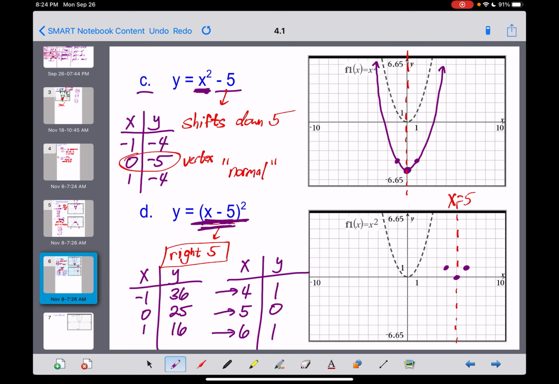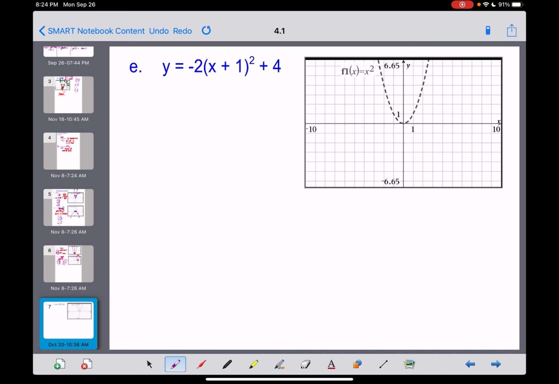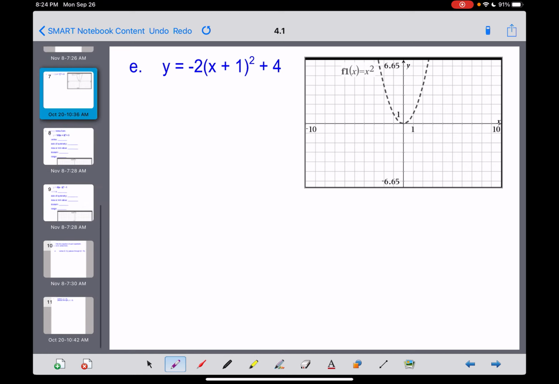But this one is being shifted 5 units to the right, and I can kind of see that from the values in the table. All right, so those 4 examples are meant to show you guys what it looks like when you're doing a couple of different transformations, but one at a time. Now let's take a look at this guy right here. And this is kind of the gateway into some of the harder problems that we're going to be doing.